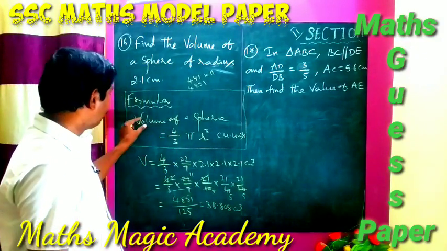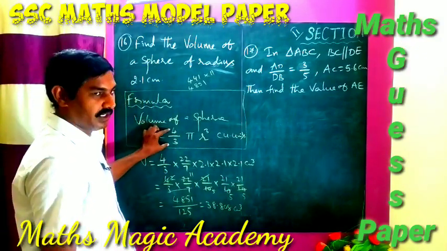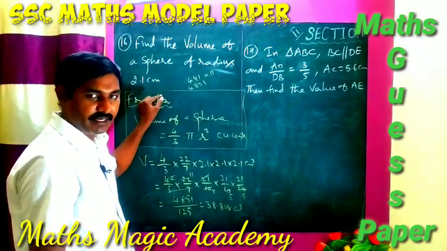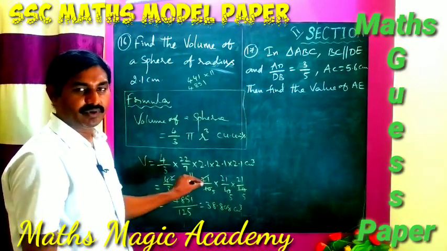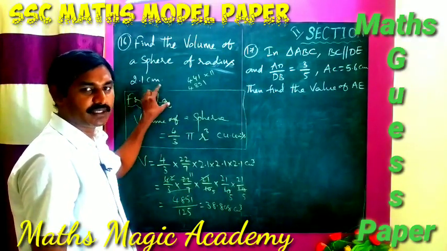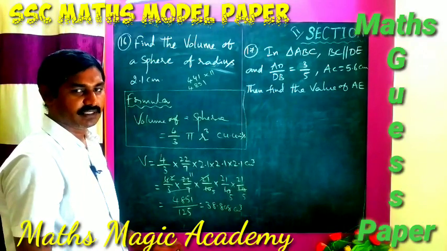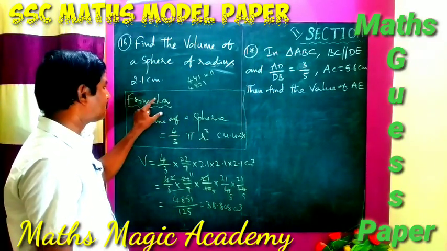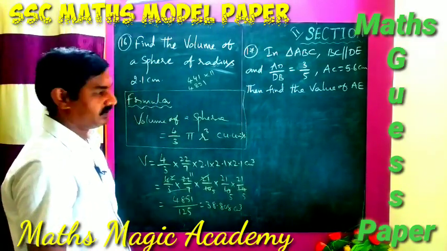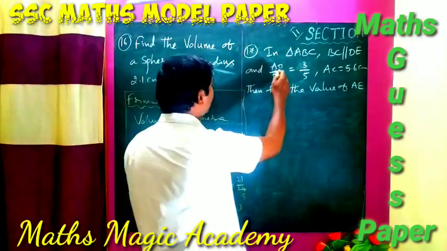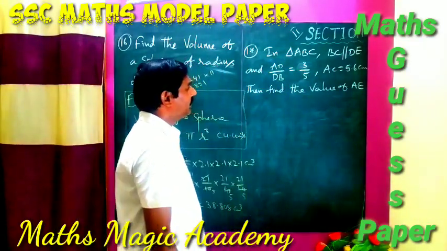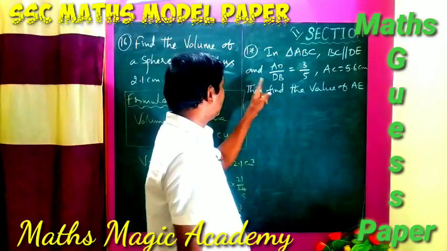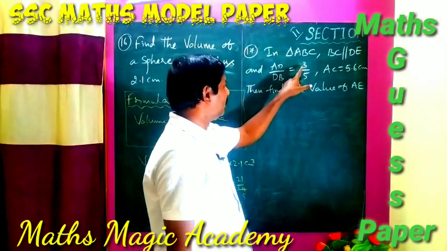Like this you can find it based on the formula. If you know the formula, then you can easily get 2 marks. If you don't know the formula, then you are unable to touch the problem. So first learn all the formulas given in the textbook. Now here in triangle ABC, BC is parallel to DE and AD by DB equals 3 by 5.